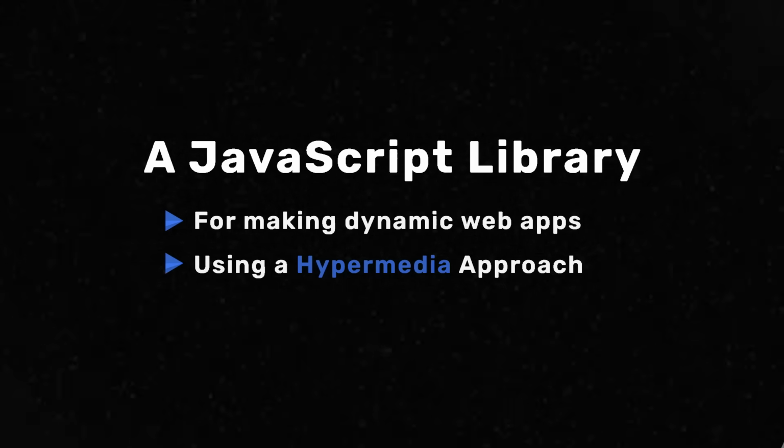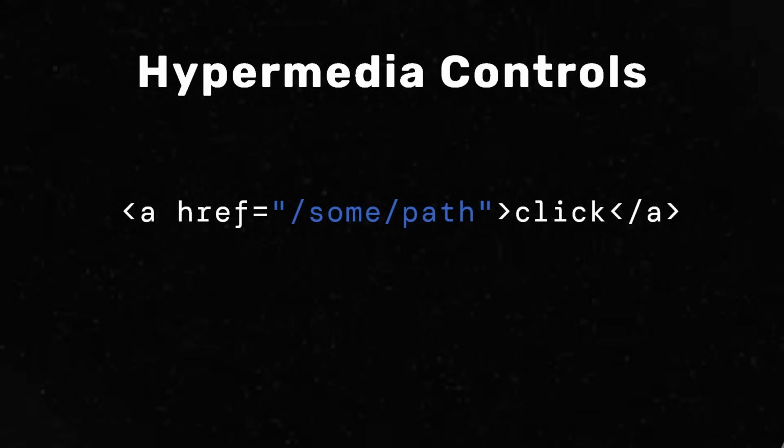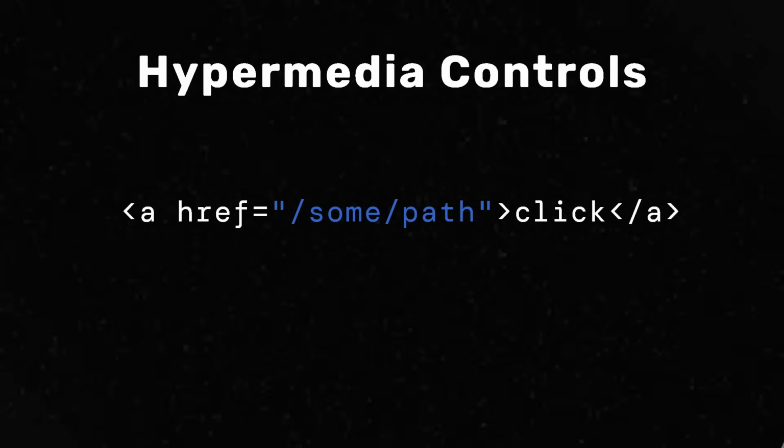Now, HTML itself is a hypermedia, or at least it's a language that includes a set of hypermedia controls, like hyperlinks and forms. And those hypermedia controls add functionality to HTML documents through attributes like href on a link or the action attribute on a form. And in turn, those controls allow for interactions between the browser and the server.